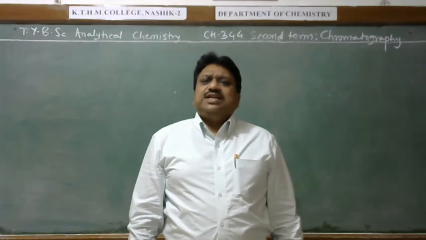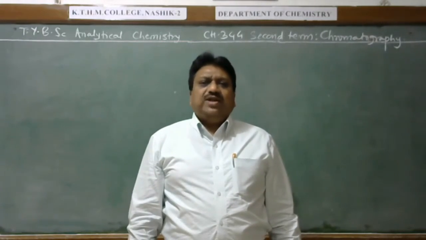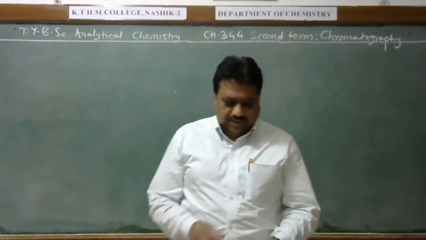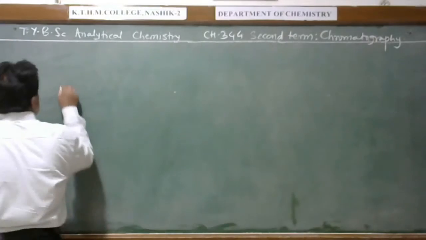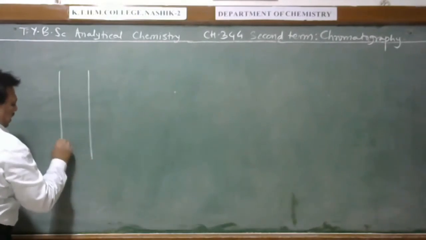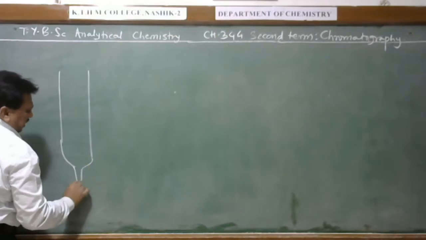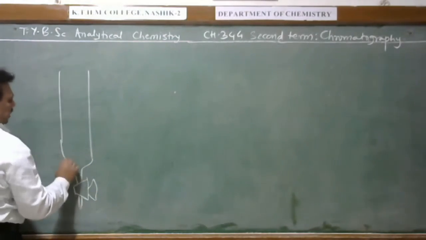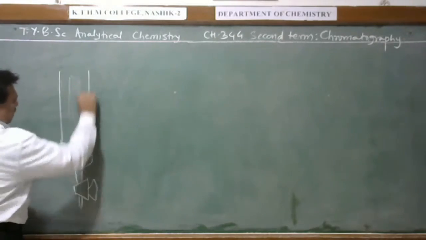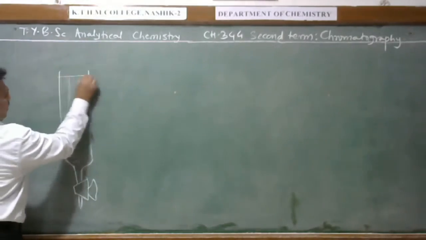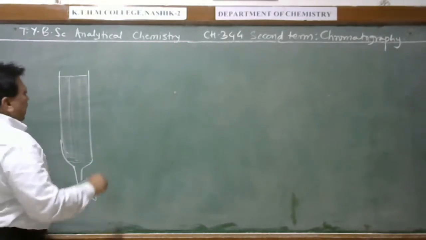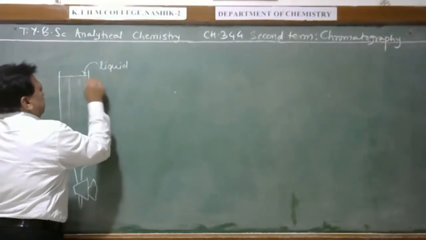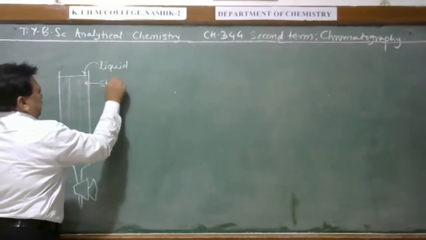Student, in today's lecture we discuss the principle of chromatographic separation by using partition chromatography. In partition chromatography, we know that the stationary phase is liquid and this stationary phase liquid is made steady or stable by coating it on the adsorbent material. Therefore, this is the adsorbent material initially packed into the column and over this a liquid is coated, and this liquid acts as a stationary phase.